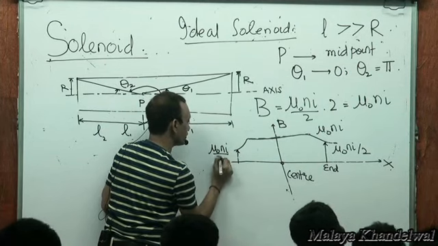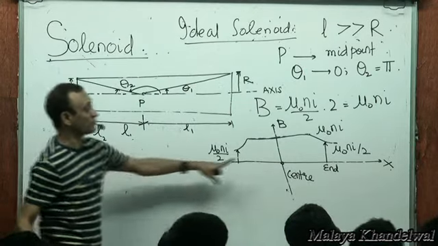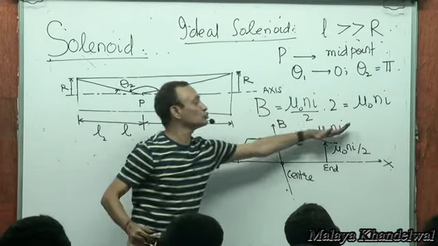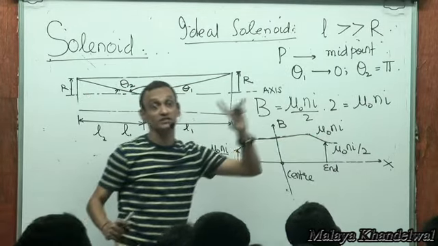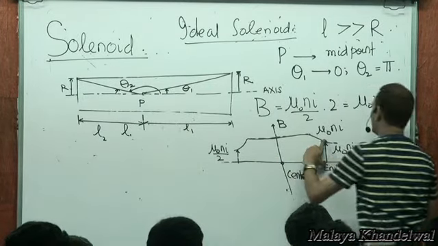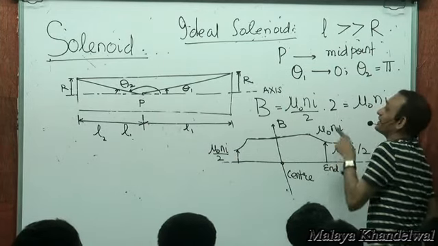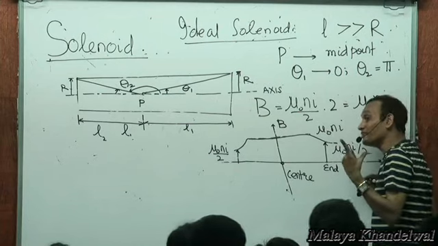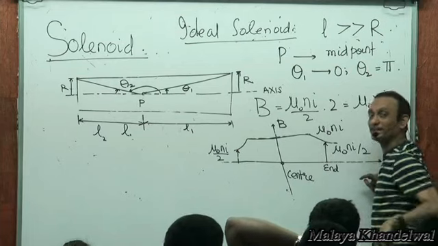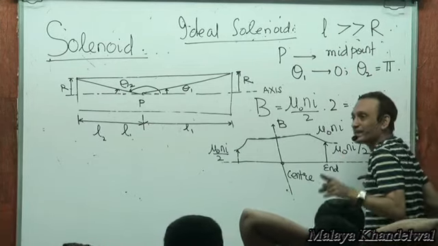This is roughly the variation of B versus X from the center of an ideal solenoid. At the center, it's important to know it's going to be mu naught Ni. N is not the total number of turns, it is the number of turns per unit length. I is the current. Towards the end, it will become mu naught Ni by 2. You want to check that by suitably plugging in theta 1 and theta 2. At the ends, one of the thetas would be 0, the other one would be 90 degrees. So that will give you mu naught Ni by 2 at the extremities.